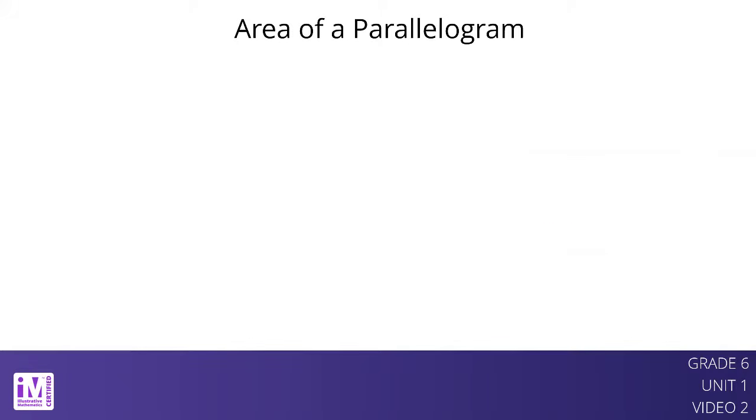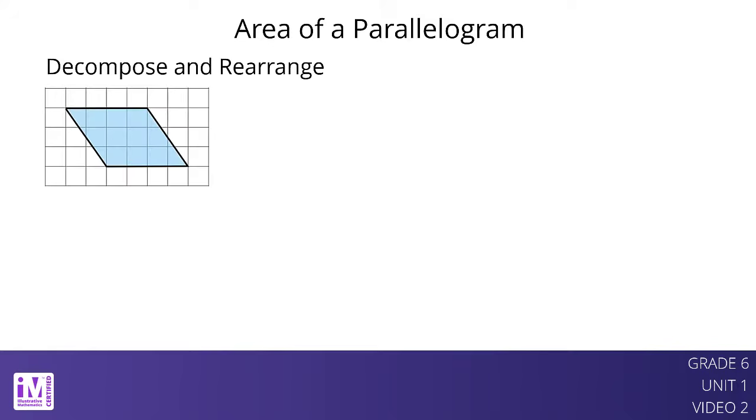There are several strategies for finding the area of a parallelogram. First, we can decompose and rearrange a parallelogram to form a rectangle. For example, we can rearrange this parallelogram into a rectangle that has an area of 12 square units. So the parallelogram also must have an area of 12 square units. There is more than one way to do this.